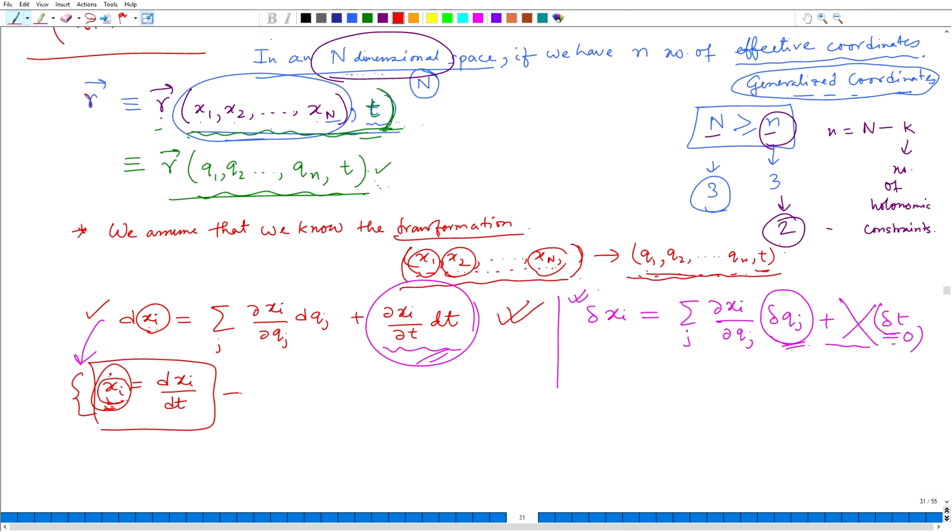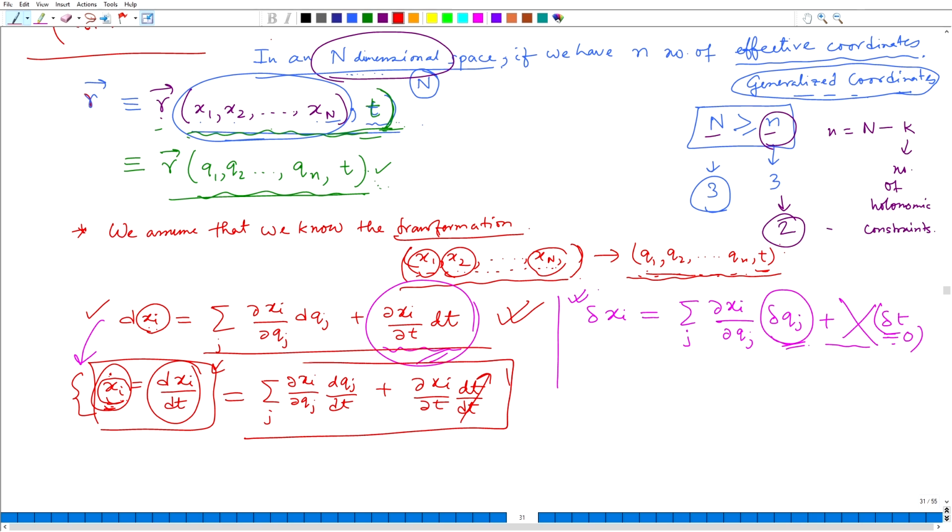So, if we write that, it will simply be given by d/dt, so I can now put this expression here, which will give simply the summation over j of del xi del qj dqj dt, plus del xi del t dt by dt, which is 1 of course. So, you have an expression for the velocity corresponding to the Cartesian coordinate, the generalized coordinate xi.